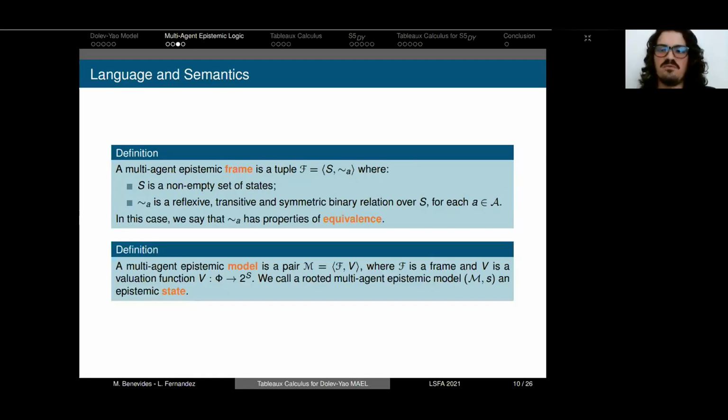There are some conventions for the operators: or, imply, if and only if, and inclusive the belief operator. Now for semantics, we have the notions of frame and model, and it's important to notice that we have a reflexive, transitive, and symmetric binary relation over the set of states. So ~A has properties of equivalence.